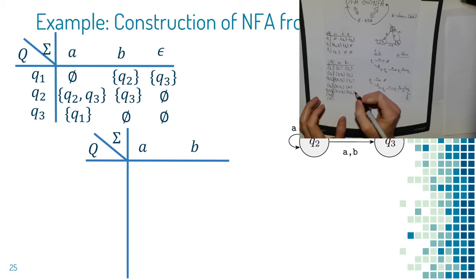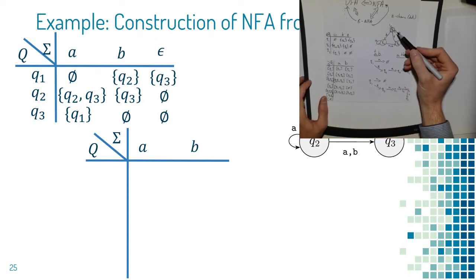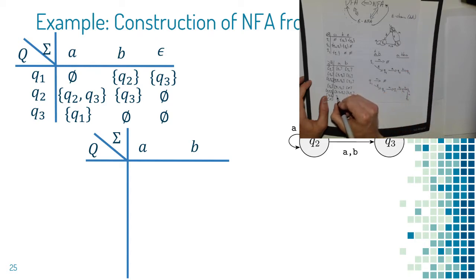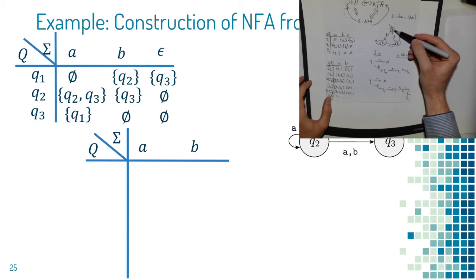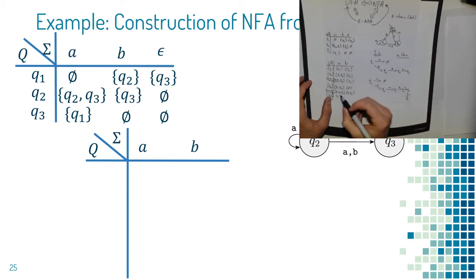If I'm in Q1 and I get an A, well, I could go to a dead state, or I could use epsilon to go to Q3 and then read the A, which will lead me back to Q1. If I'm in Q3 and I get an A, I will go to Q1 and finish, or I'll go to Q1 and then use epsilon to get back, which will make me finish at Q3.